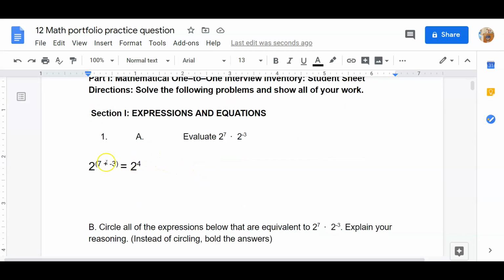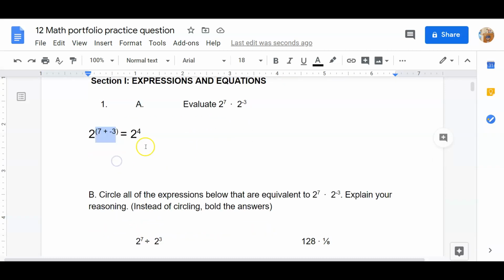All right. So this is showing your work. You see how this parentheses here? It's telling me, or the grader, that you know that when these are multiplying each other, the base remains the same, and we add the exponents, and we got 2 to the fourth, and after that, you keep it moving.